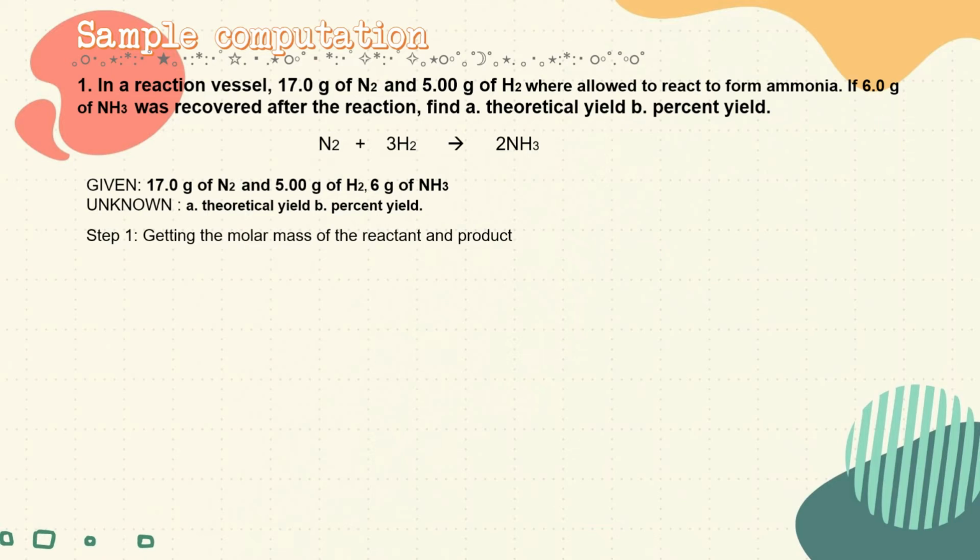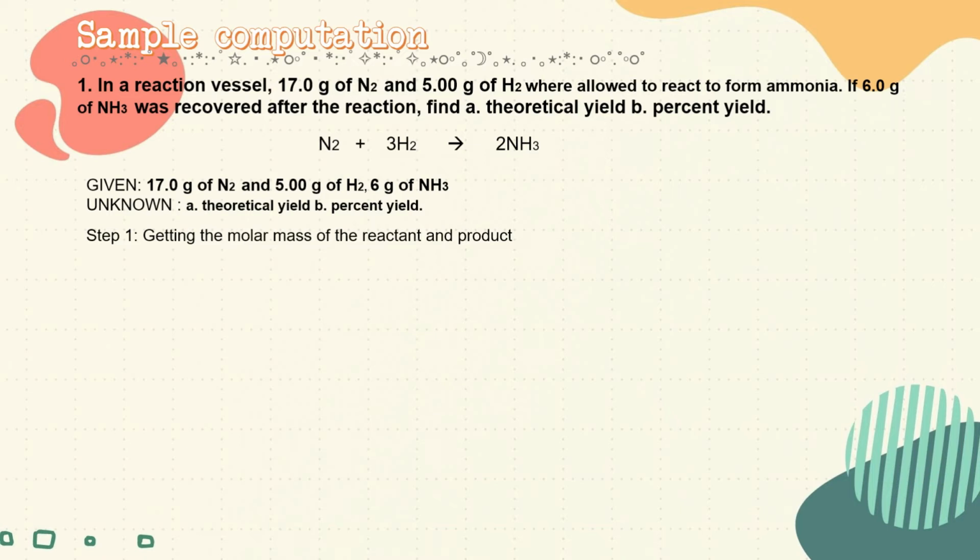Number 1, in a reaction vessel, 17.0 gram of nitrogen gas and 5.0 gram of H2 or hydrogen gas were allowed to react to form ammonia. If 6.0 gram of ammonia was recovered after the reaction, find A, theoretical yield, B, percent yield. So the given is 17.0 gram of N2 and 5.00 gram of H2 and 6 gram of NH3. And the unknown is A, theoretical yield, and B, percent yield.